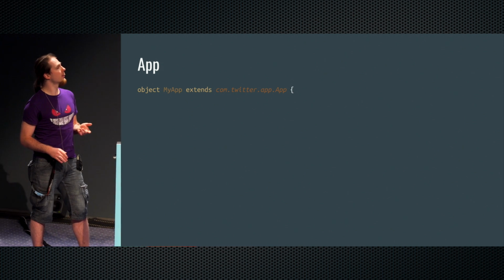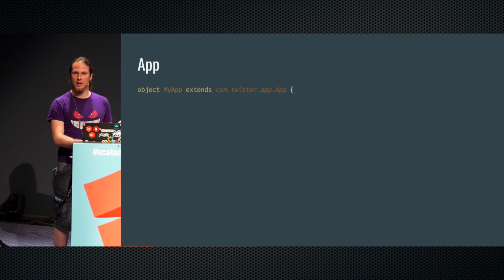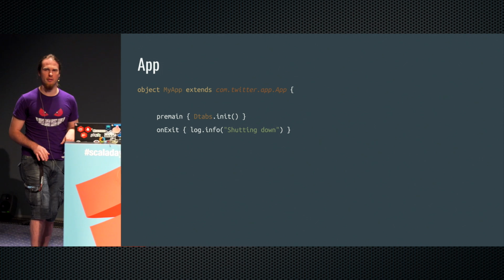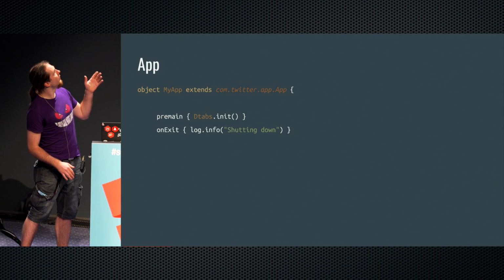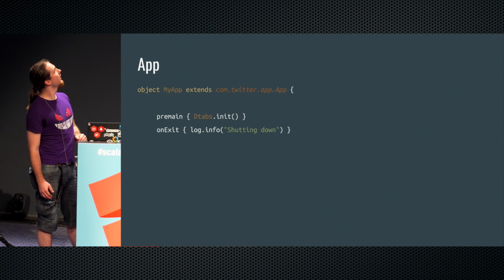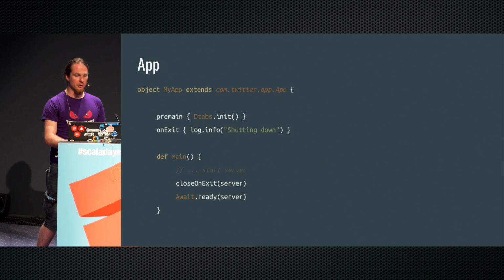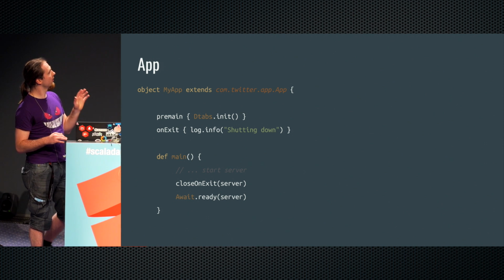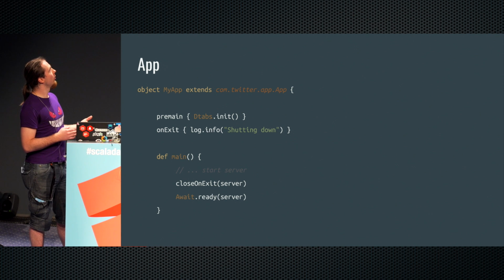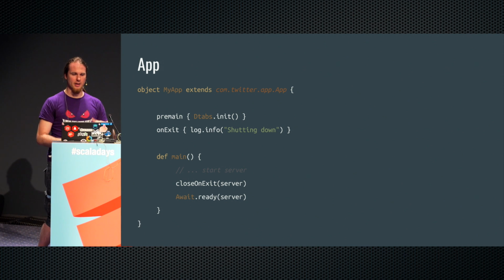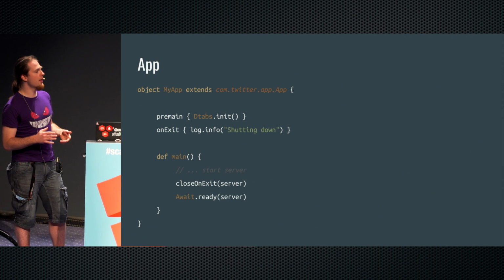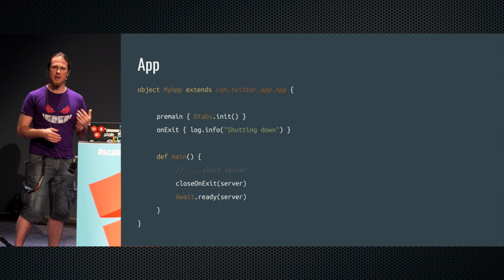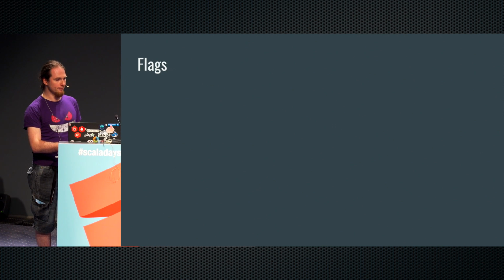Finagle comes with its own app trait. It's in com.twitter.app.App. It's more or less like the Scala App trait, but it provides a lot of helper functions. For instance, you have lifecycle methods like pre-main. In this case, we initialize some Dtabs. We will talk about that later. You have an on-exit, and you implement an actual main method. In this case, we start a server, and we say when the service gets shut down, no matter how, we want to close it. So you get some nice helper functions, and there's also Twitter Server, which builds on the app trait and provides you a nice admin interface. Make sure to check that out as well.